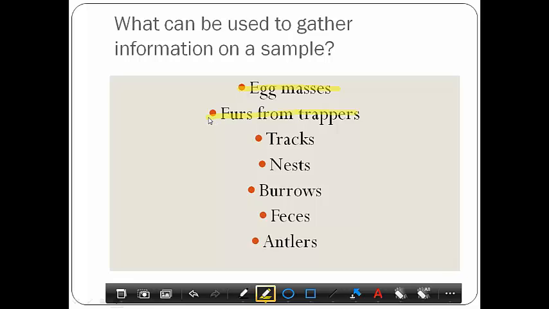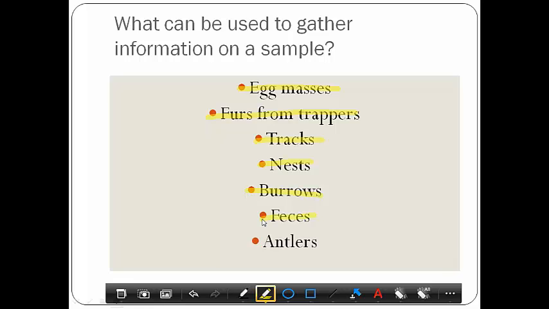If trappers are bringing back furs from their various habitats where they're trapping from, that could be a way to estimate population size. Tracks, how many tracks do you find in an area? Nests, burrows, so the habitats themselves, or the little places where they find places to live within that habitat, are good examples of how many organisms there are.